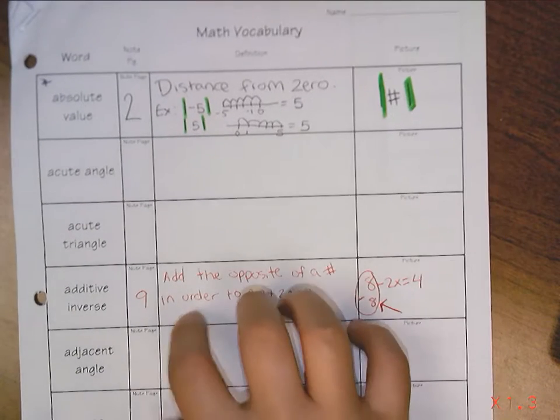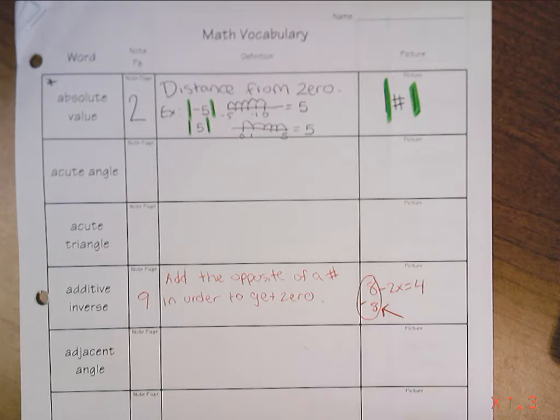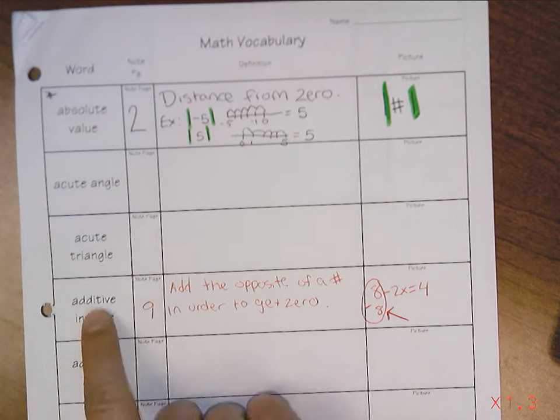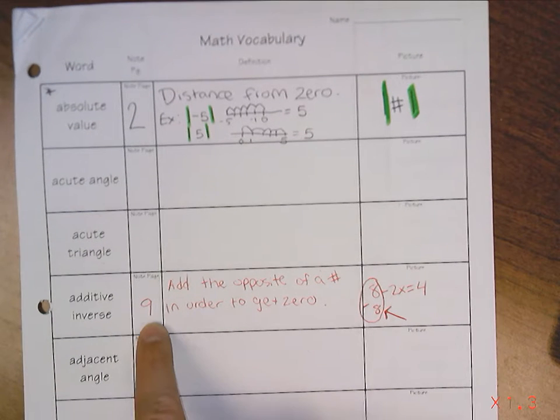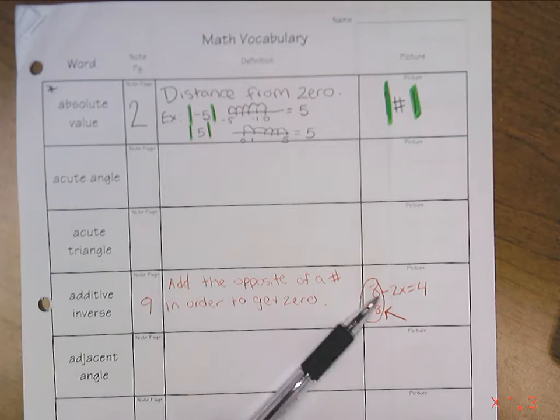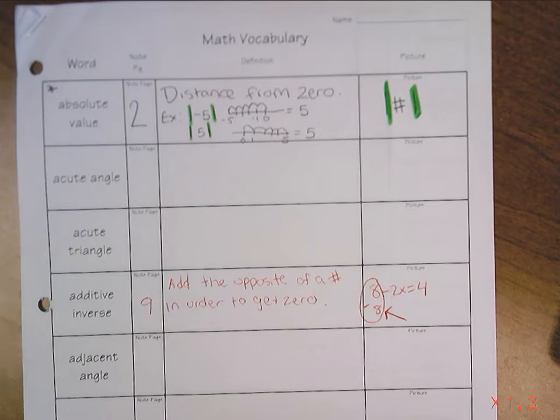So all of the red ones are from this chapter. So really the black ones should already be written, and the red ones we're going to be writing in now. So the first one we have is additive inverse, and it's on page 9 of your notes. And it means to add the opposite of a number in order to get 0.